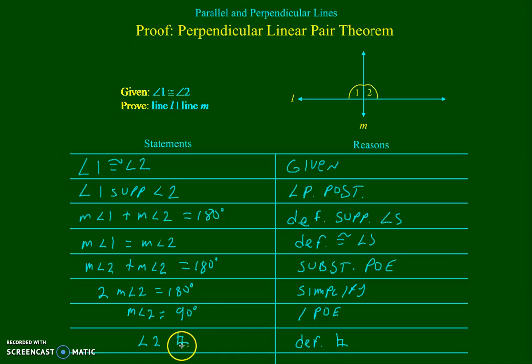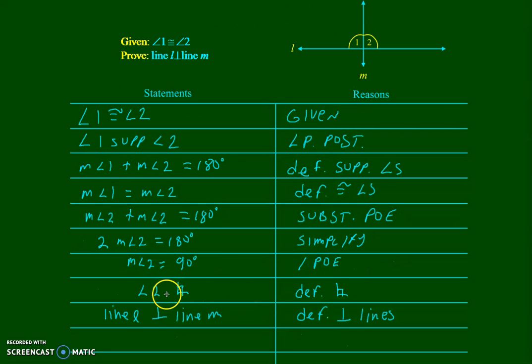Since we now identified that angle 2 is a right angle, then by the definition of perpendicular lines, line L must be perpendicular to line M. And that will be our last statement. We'll scroll this up a little bit, and that will be the statement that we put in there. So because angle 2 is a right angle, by the definition of perpendicular lines, the symbol obviously means perpendicular, line L is perpendicular to line M, and that's what we were looking for.